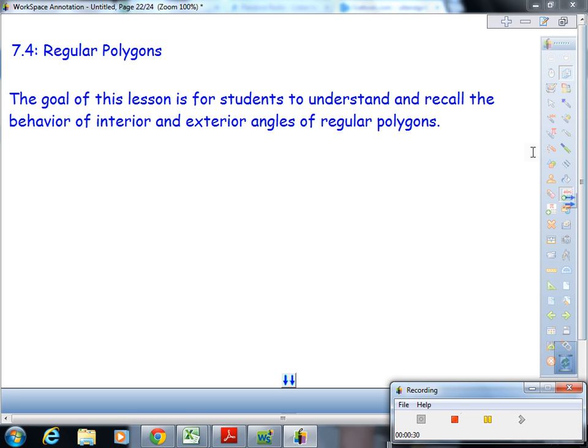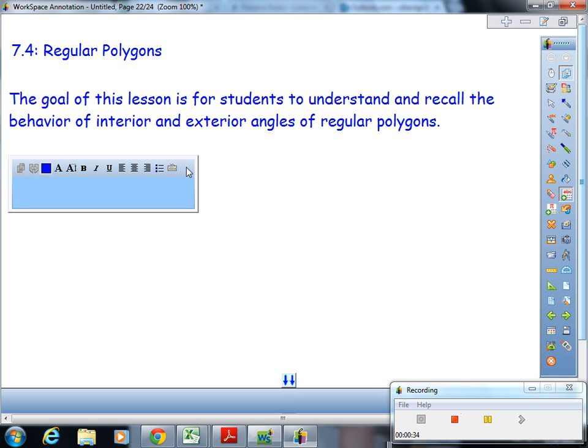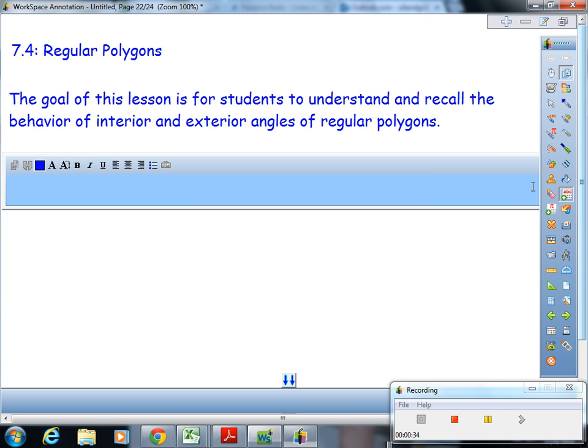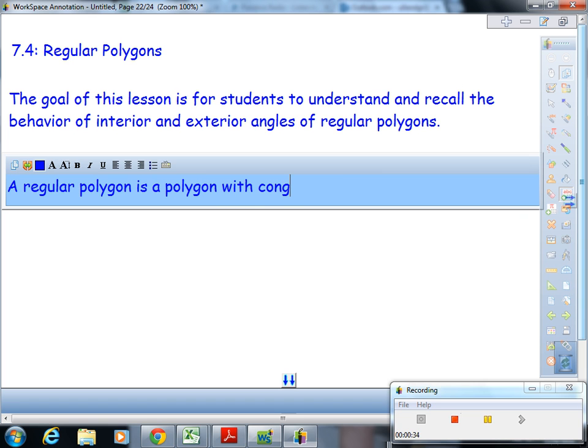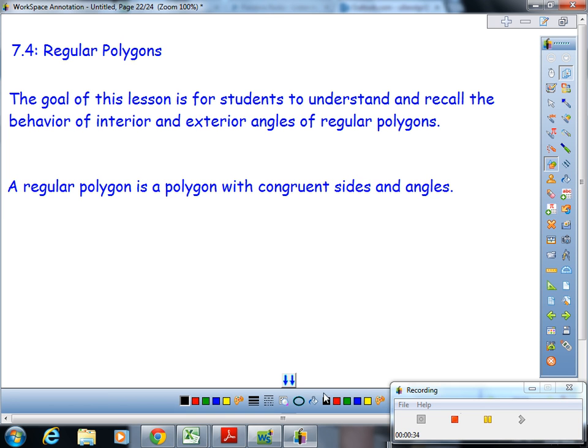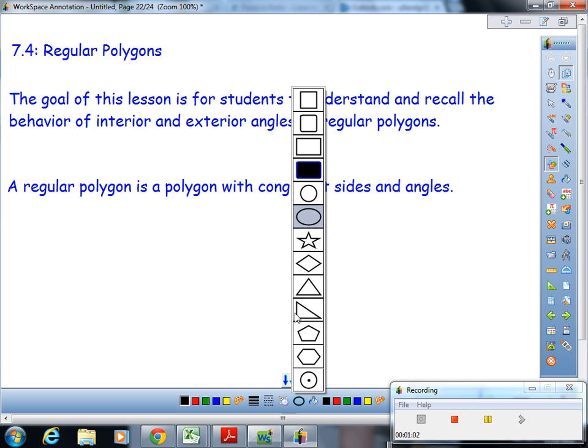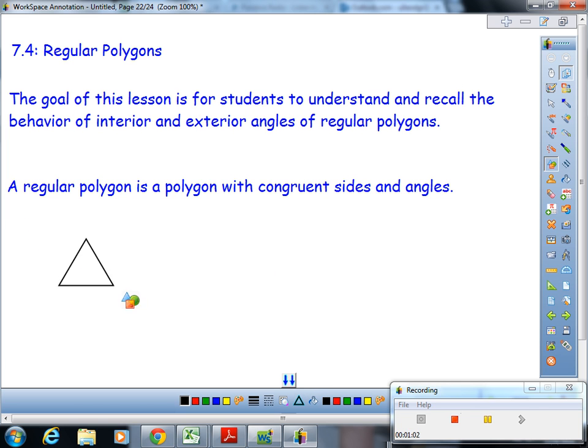Alright, this lesson is all about regular polygons. At first we have to have a good definition of what a regular polygon is. So simply, a regular polygon is a polygon with congruent sides and angles. So far in this class we've studied two primarily, and that is the equilateral triangle and the square.